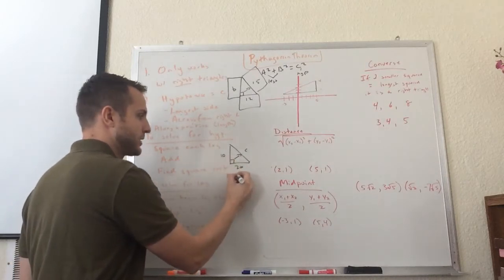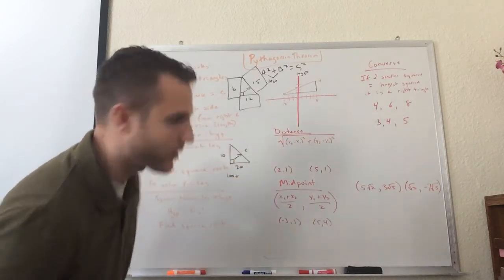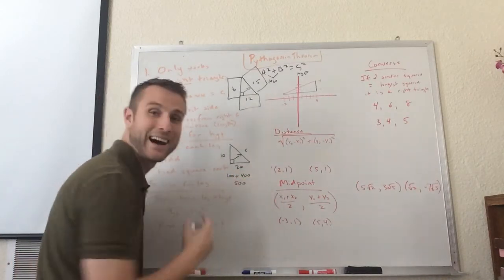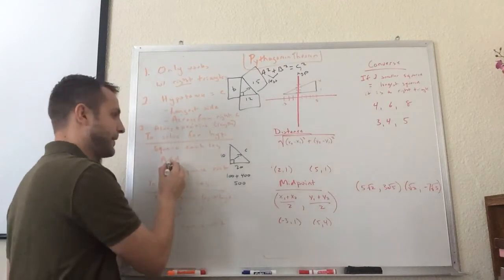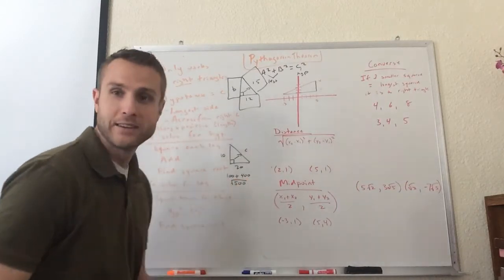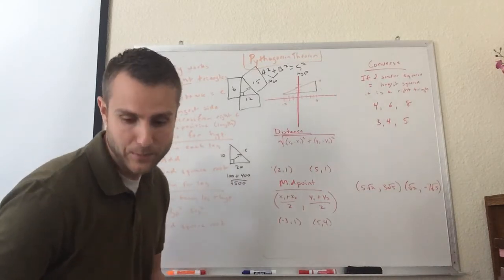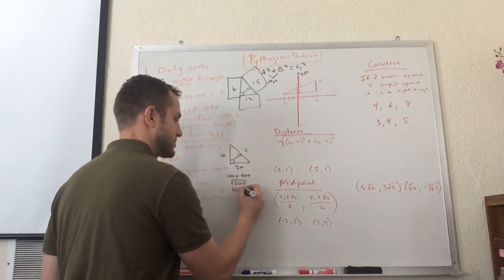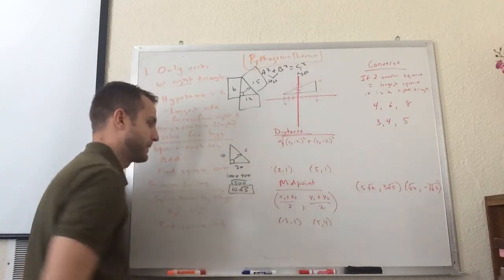10 squared is 100. 20 squared is 400. I add those together. That is not my answer. After you add those together, make sure you do the square root. If it doesn't have a perfect square root, make sure you simplify. I'm not going to do the simplification. Hopefully you know how to do that by now. That's 10 square root of 5. That would be my answer.